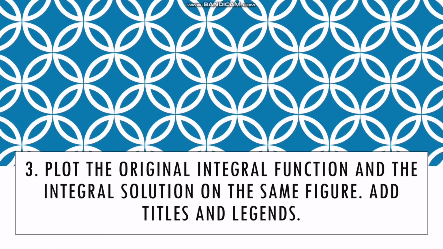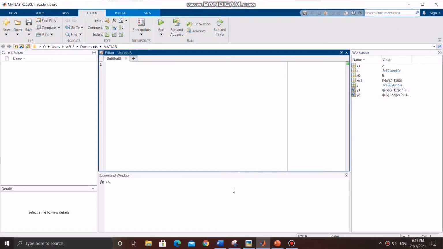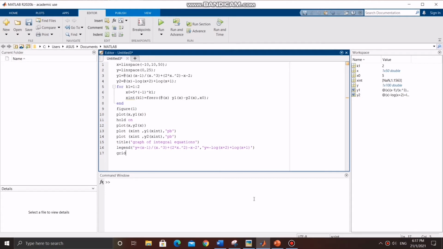Question 3. Plot the original integral function and the integral solution on the same figure. Add title and legends. So now we are going to see how we do the graph. Firstly, add the range for x and y, and then insert functions for y1 and y2, and then add the calculation steps. After that, show functions y1 and y2 in the graph, and then show the title and legends in the graph.